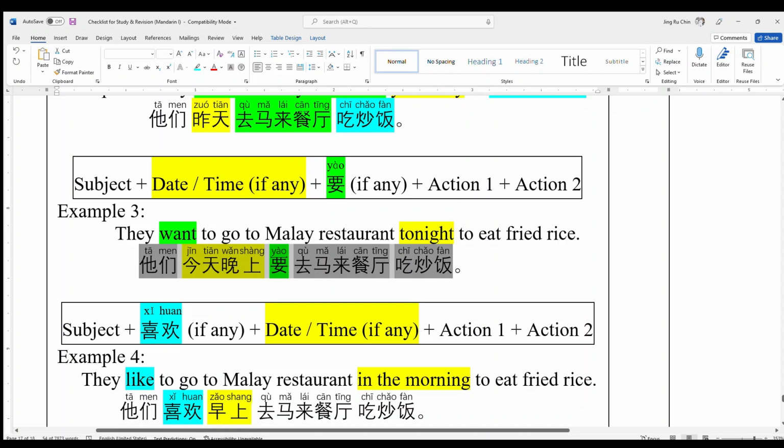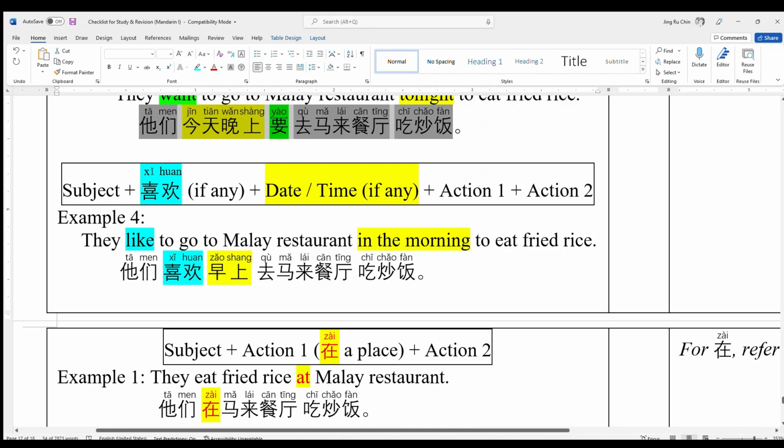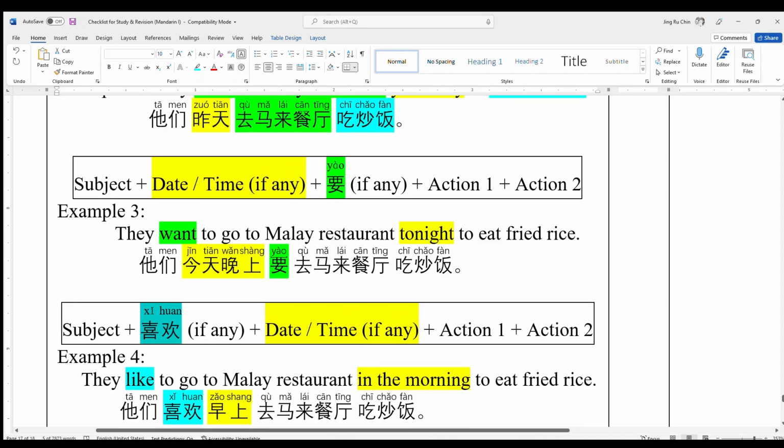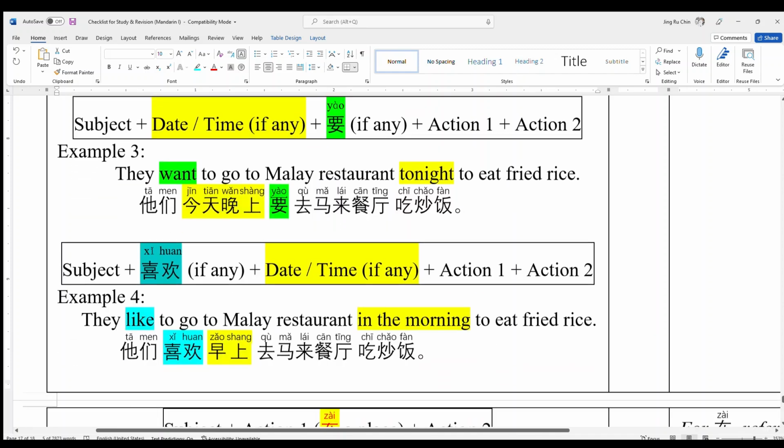Tonight they plan to go to Malay restaurant to eat fried rice. So this is like the future ahead. Kita dah tahu apakah yang mereka rancang nak buat. What they plan to do ahead in the future. Okay. Now, another example, if you understand this already, a different example here is using this word 喜欢. 喜欢 means like, suka. Totally different from the word want or yao. So totally two different example.